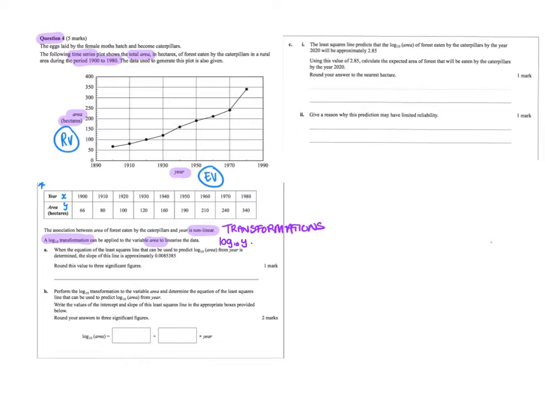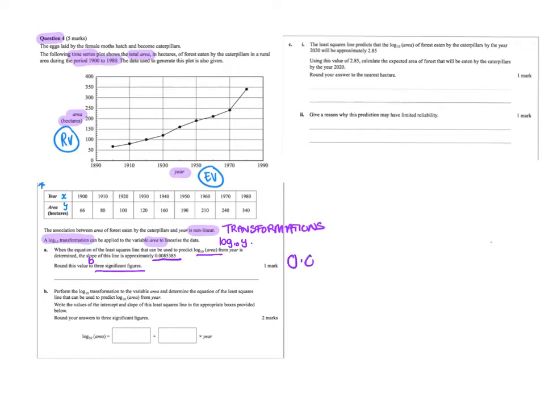Okay, when the equation of the least squares line that is used to predict log 10 area is done, the slope, so they're telling you the b value, is approximately that. Now they're saying to round this value to 3 significant figures.